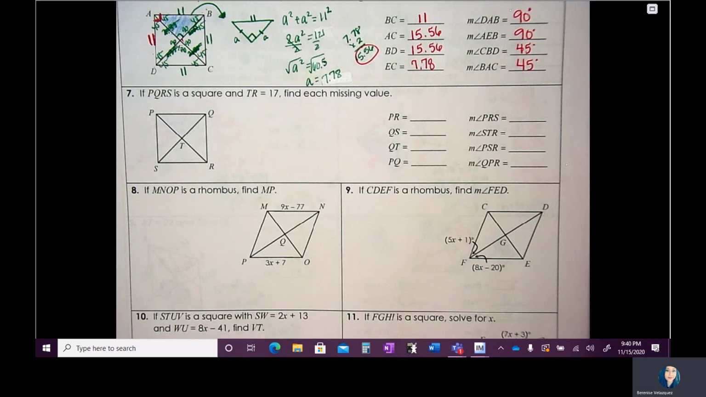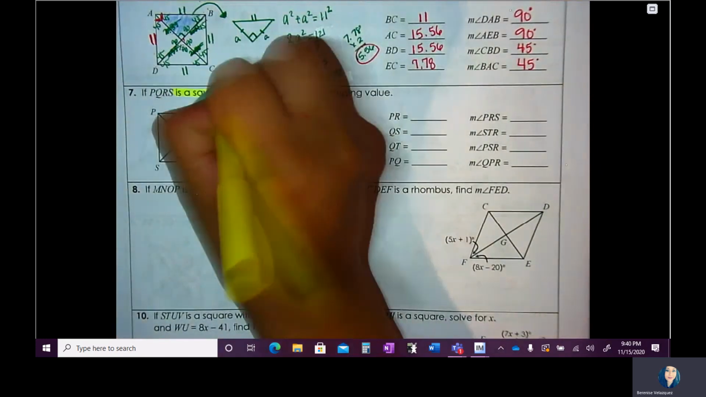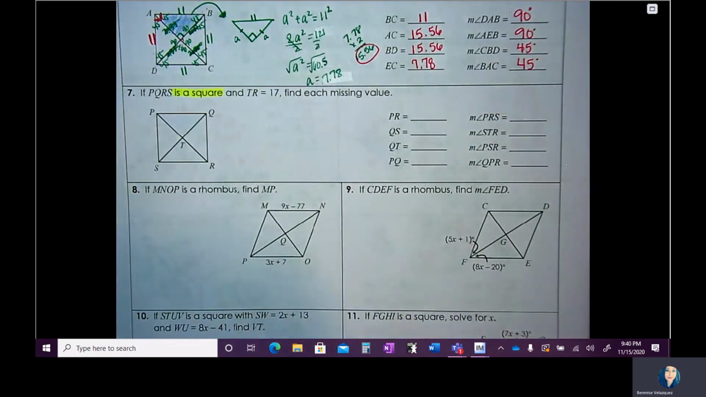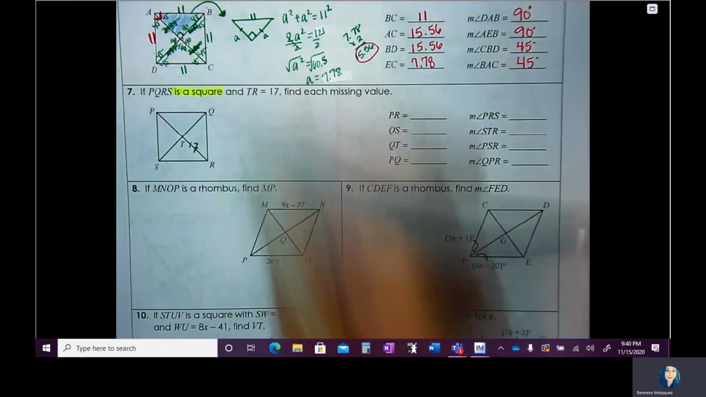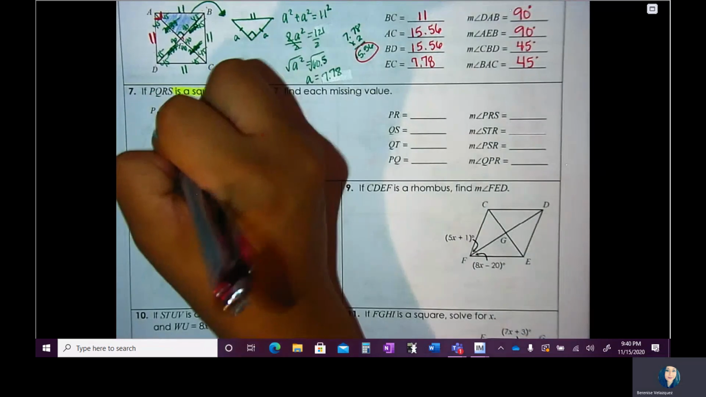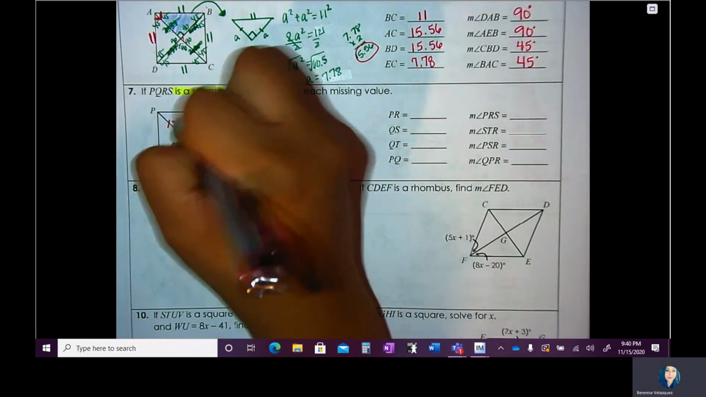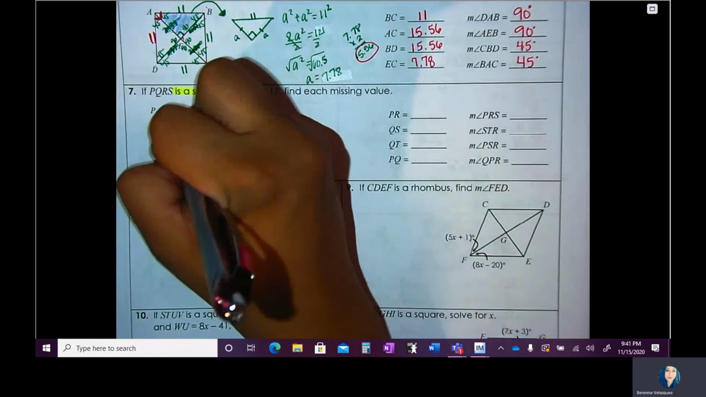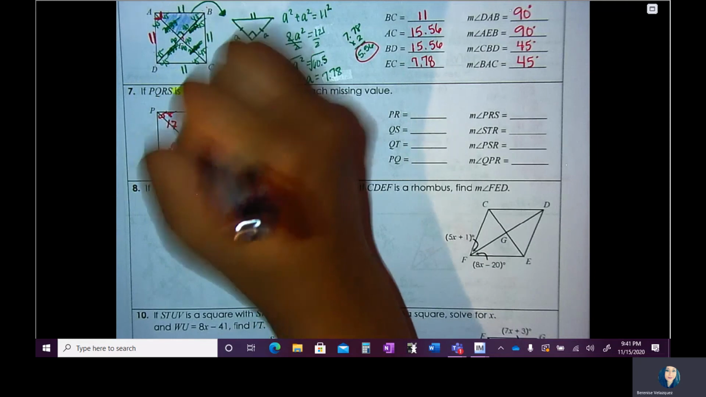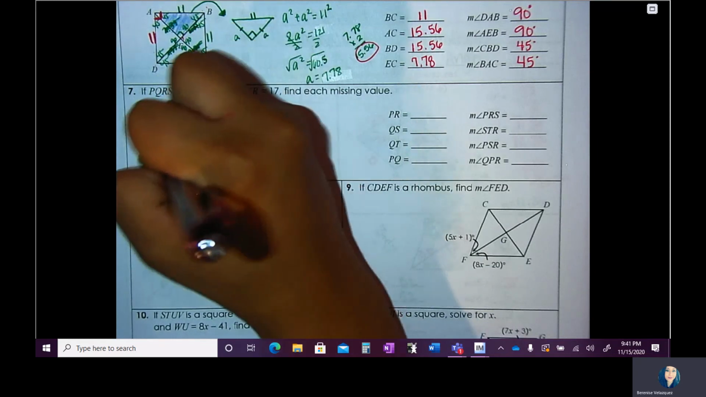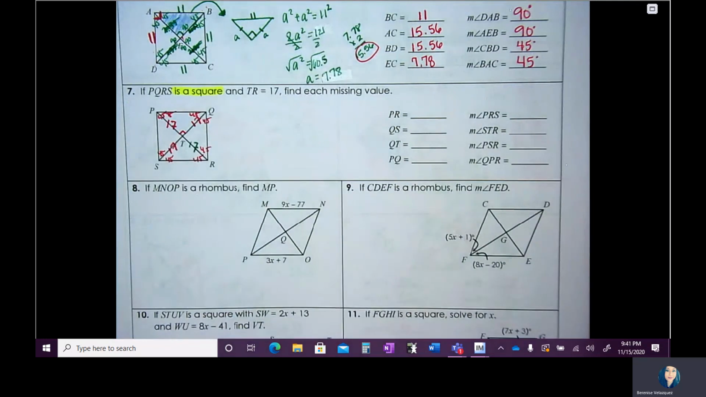Okay, so we have that one done. We'll move on to the next one. Hopefully I don't make a mistake on this one, and it's a little bit cleaner. So we know it's a square. They're telling you it's a square, and then now we can put in the information and we'll go from there. TR is 17. Then it said find each missing value, and that's it. This is 17, this is 17, this is 17. This is 90 degrees. This is 45, 45, 45. At this point, I think in the future, we could leave them off because you know that they're 45. A little bit less sloppy.